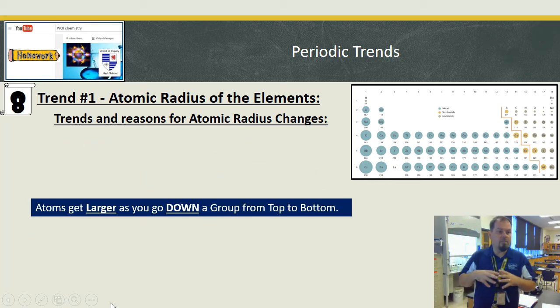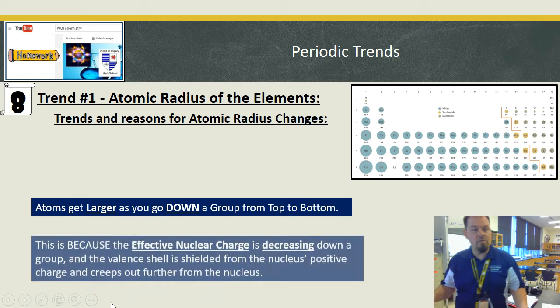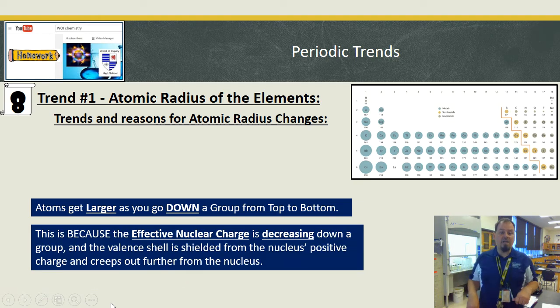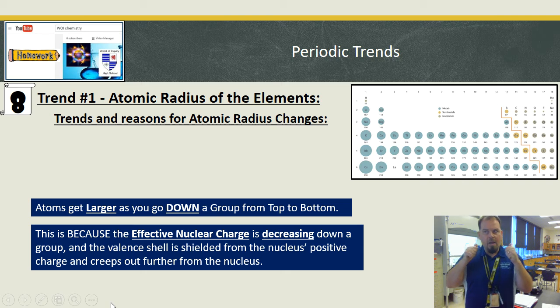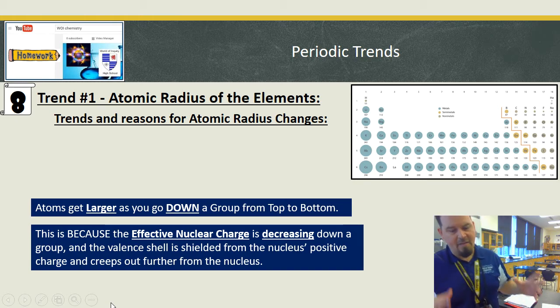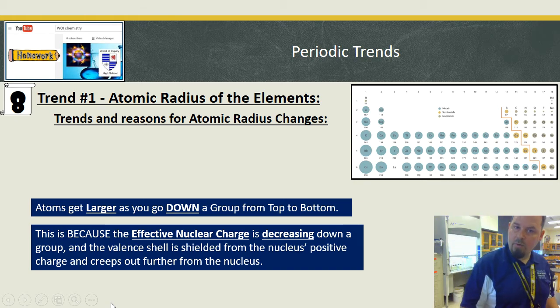So the atoms get larger as I go down the group. Why? Because my effective nuclear charge is decreasing because my electron shielding is going up. The shielding increases. It's being shielded from the nucleus, that outer electron, more, and it can just get wider. Plus, obviously, I'm adding layers and layers and layers of electrons like I would an onion.